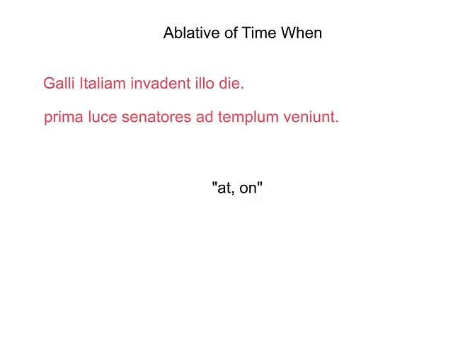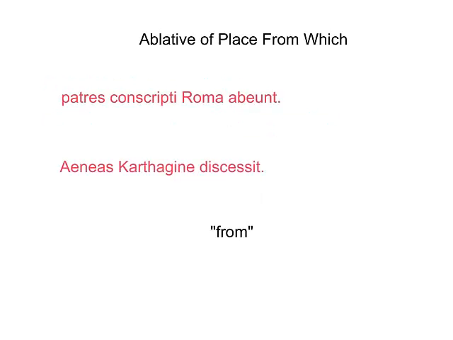There's also an ablative of place from which. So we might have something like patres conscripti. This is another word for senators. Roma abeunt. The senators are going away from Rome. Or we might have Aeneas Carthagine discessit, which he did. Aeneas left Carthage, or went away from Carthage. Here you're going to use from to translate this.